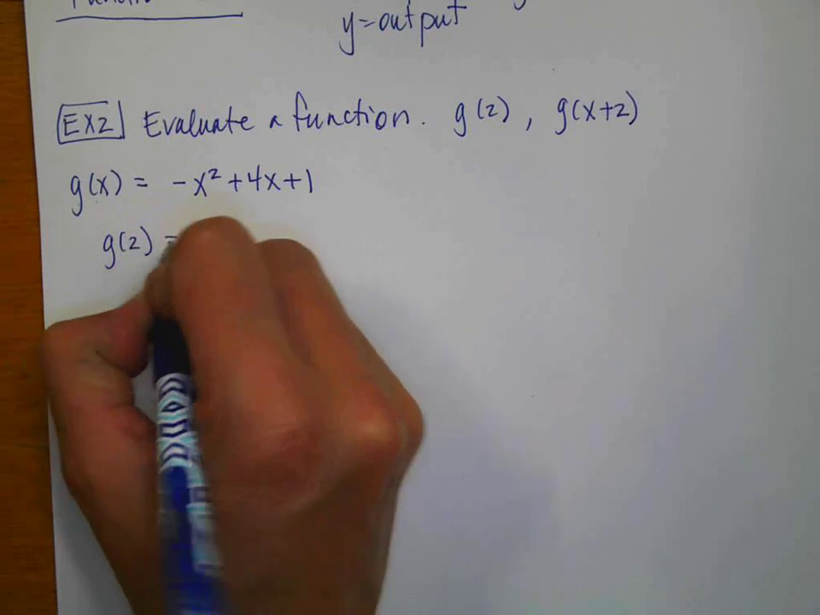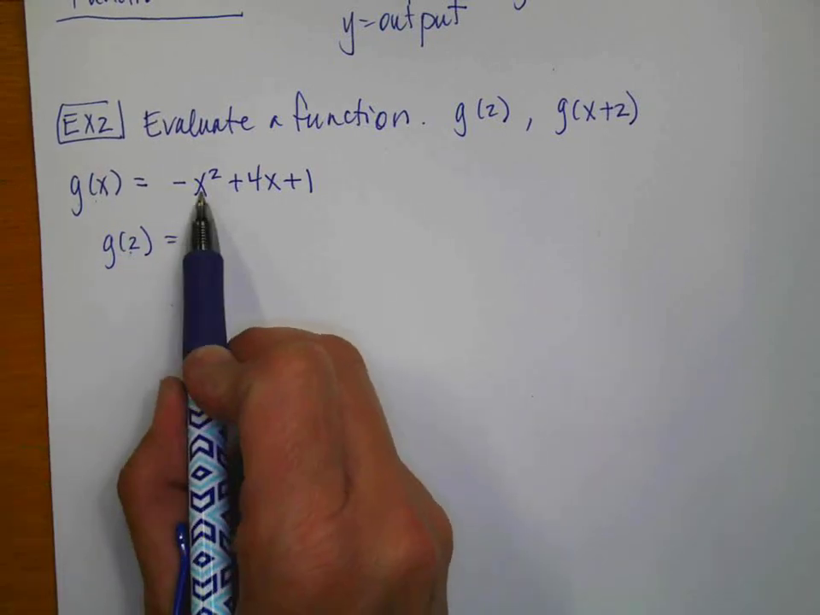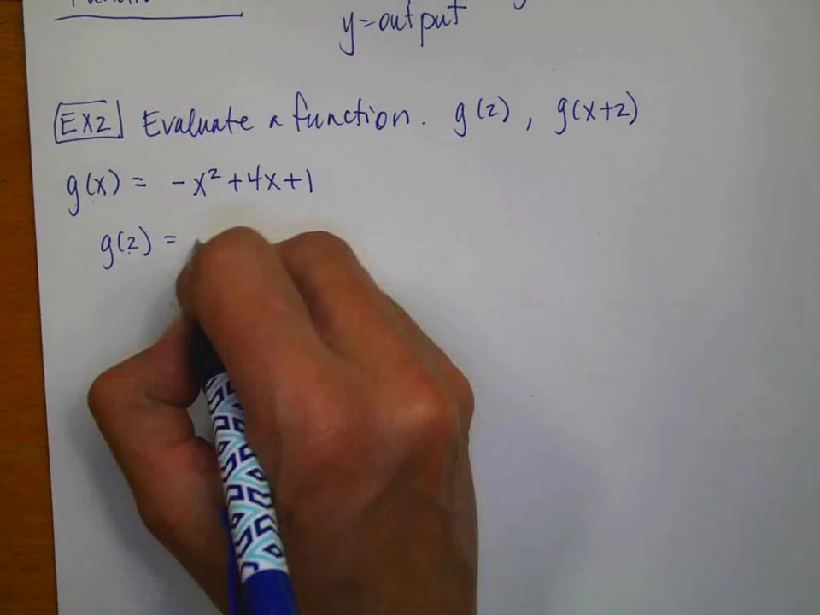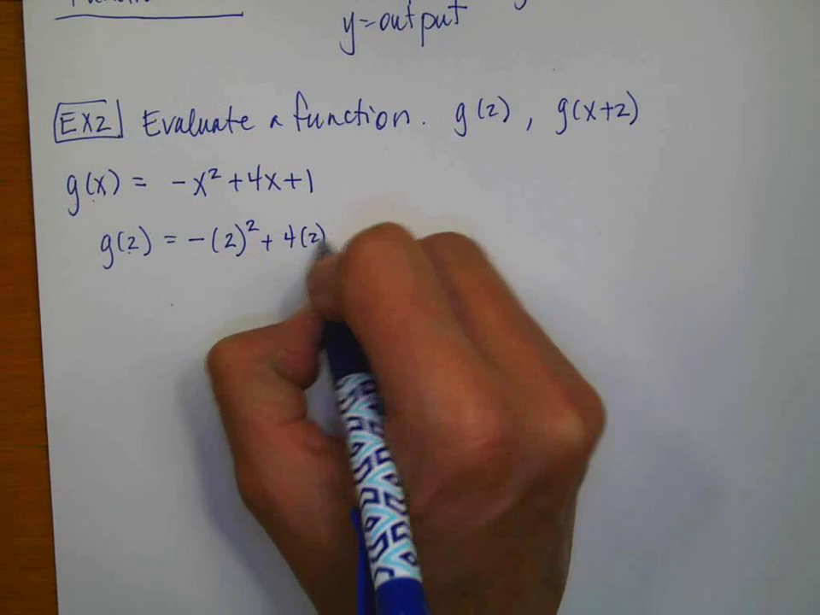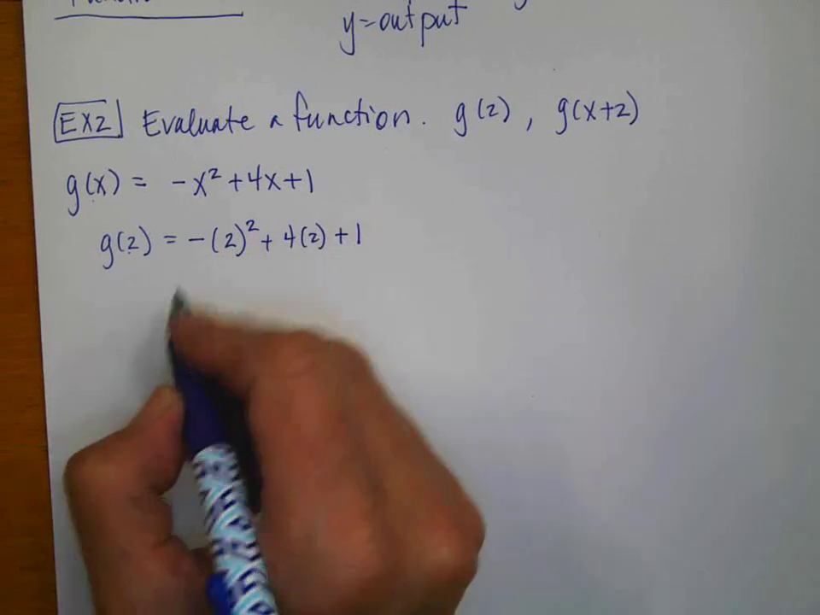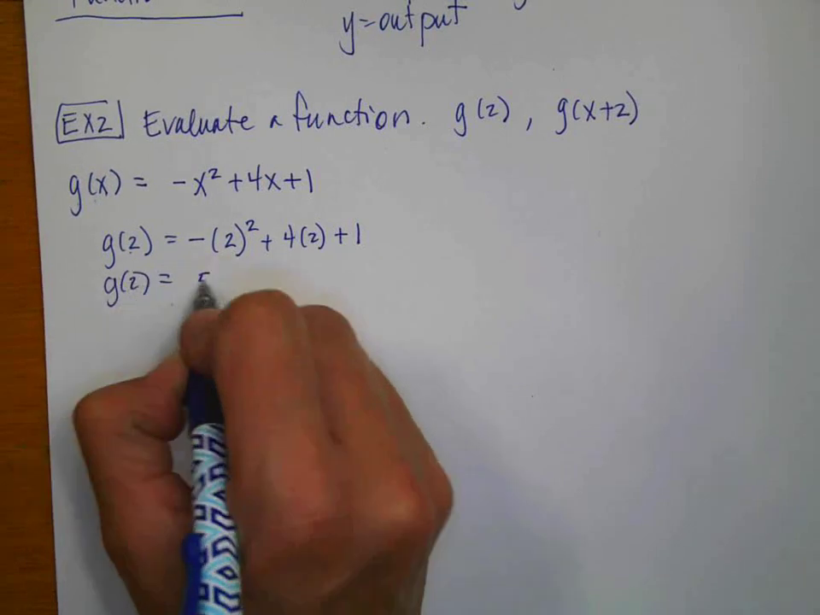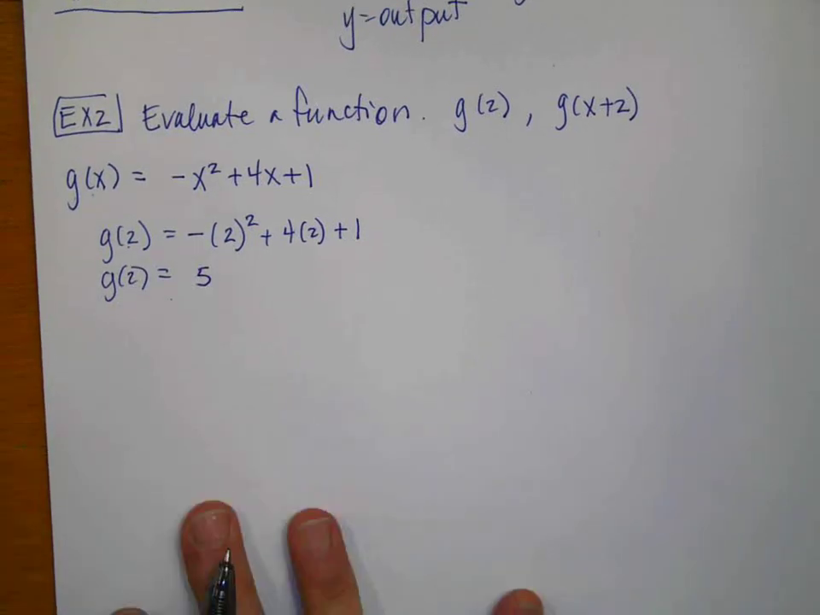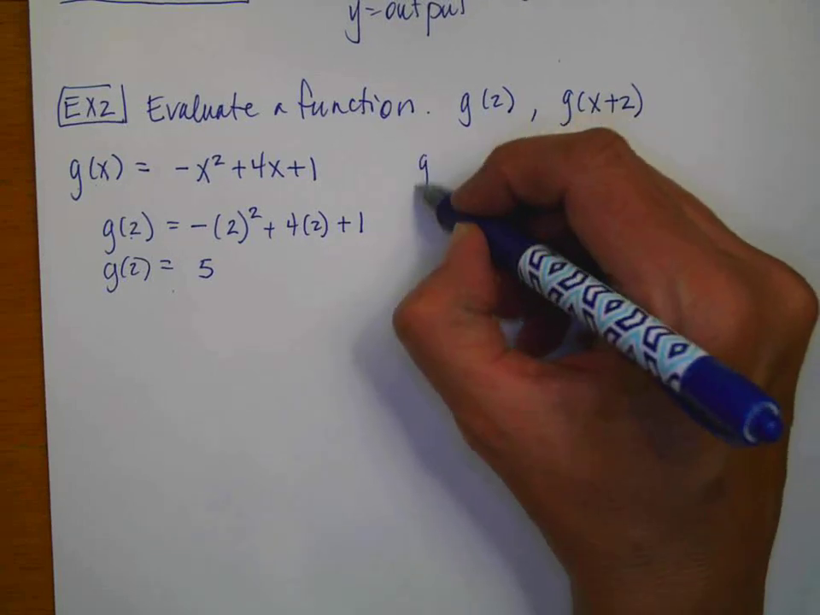This is a function. So I'm going to evaluate that function at 2, which means the input goes into everywhere there's an x on the right-hand side of the equation. So this is negative 2 squared, plus 4 times 2, plus 1. And if you do that math, you get that g of 2 is equal to 5. Okay? That was actually really easy. So now let's do this one.